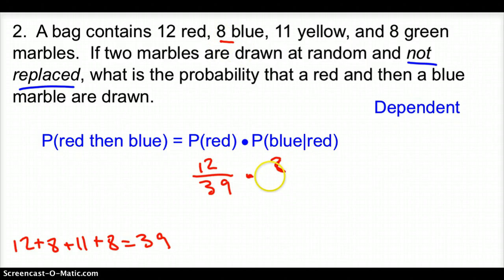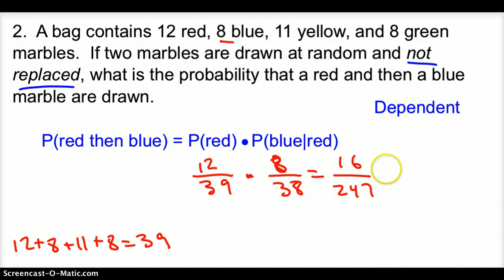But here is where it changes a little bit. We drew one, did not put it back. So how many are now in the bag? There are only 38 still in the bag. We are multiplying them together, so we come up with 16 over 247 after all simplified.